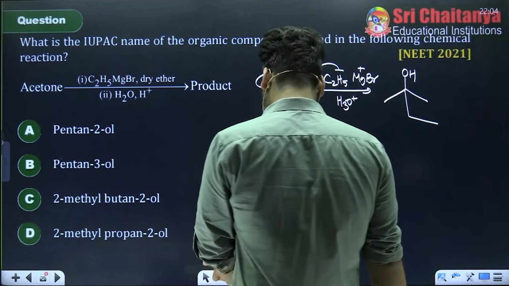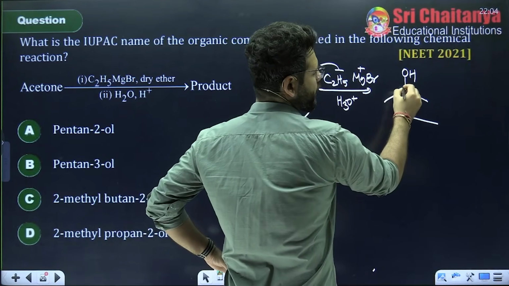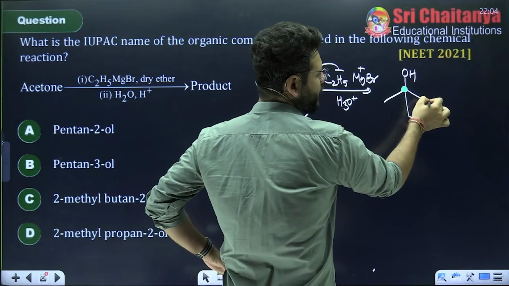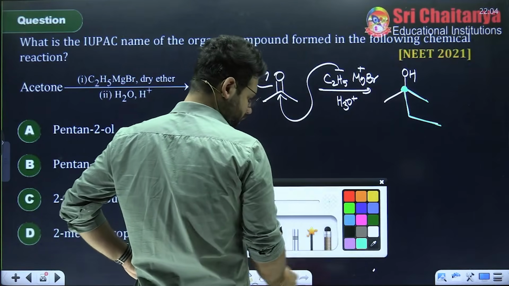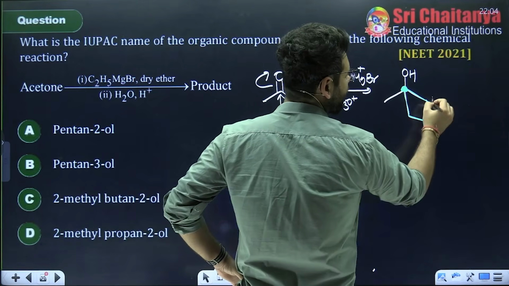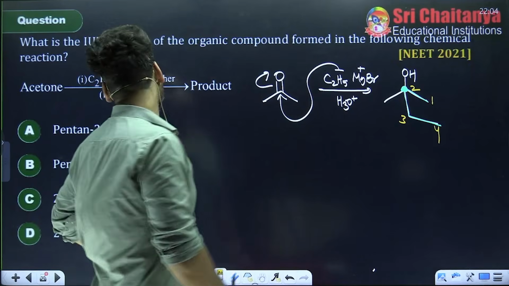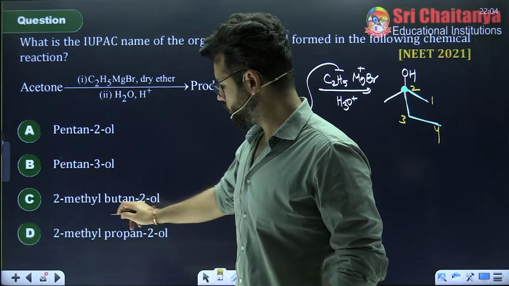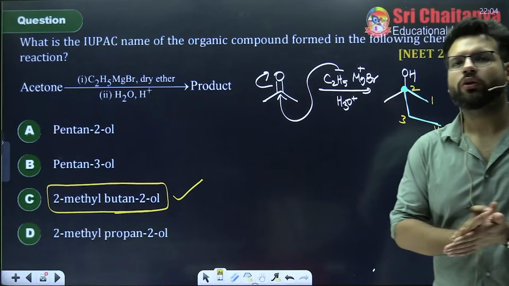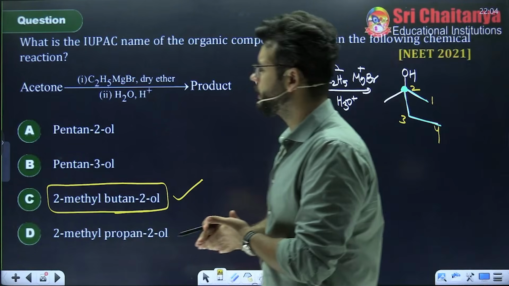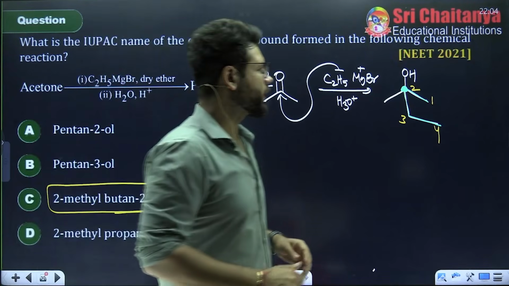So what is the name of this product? Do the IUPAC nomenclature now. This carbon is the most important carbon for us. So it should be there in the parent chain. Take the longest chain, 1, 2, 3, 4. This is the longest chain where we will start numbering from here, 1, 2, 3, 4. It's a 2-methyl, 2-butanol. 2-methylbutan-2-ol. This is our final product, right? Moving on to the next one.